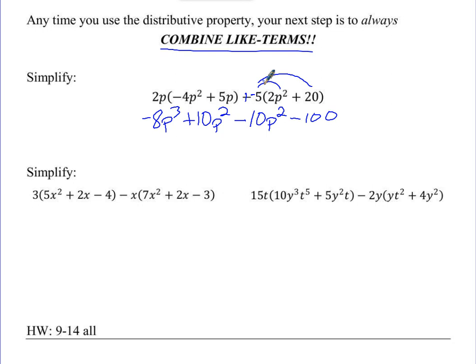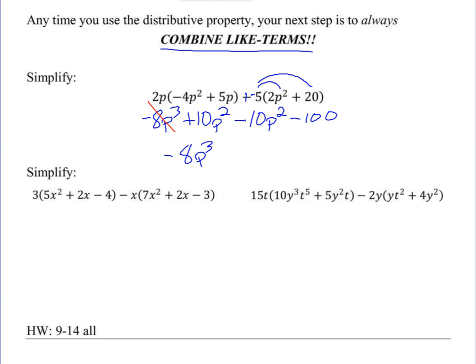Do we have any like terms to combine? Which terms? Yeah, notice that these are like terms. They have a p squared here and a p squared here, so those will combine. What about this negative 8p to the third? No, that one's on its own, so we're just going to write that one down. Negative 8p to the third. And that takes care of that front term.